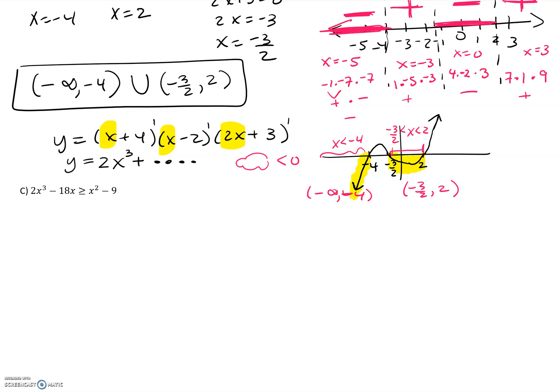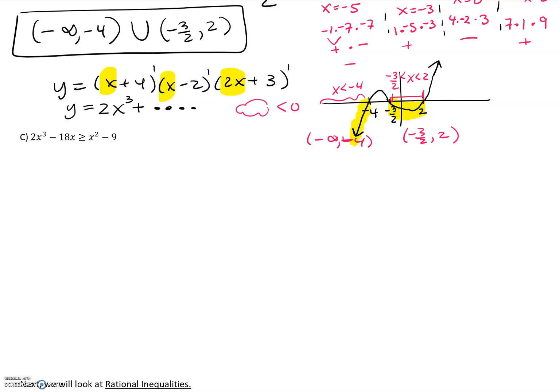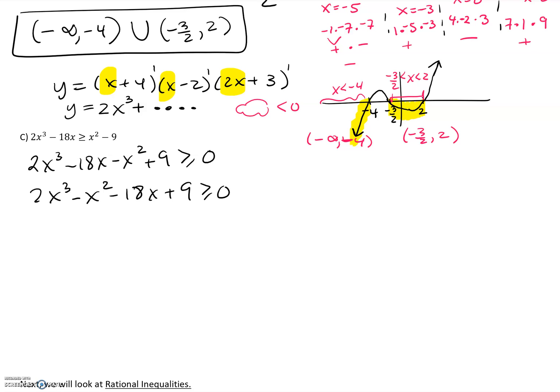Okay, let's look at the next one. It looks like we have to put it in standard form, get a 0 on one side, and then factor this guy. So I'm going to move the two terms from the right to the left, and then I'll put it in descending order. And since I'm seeing 4 terms, I'm going to do this by grouping.